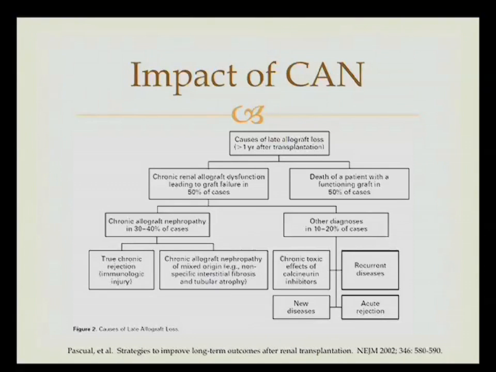The impact of CAN is actually quite dramatic. We all know that about half of our patients will die with a functioning transplant. The other half will actually lose their transplant due to chronic allograft dysfunction. In fact, I just saw recently that the 4th most common cause of end-stage renal disease in the United States is actually a failed transplant. So I think that's rather interesting. And the majority of those cases who have chronic dysfunction of the allograft are labeled CAN.